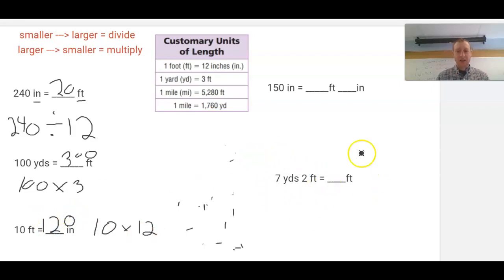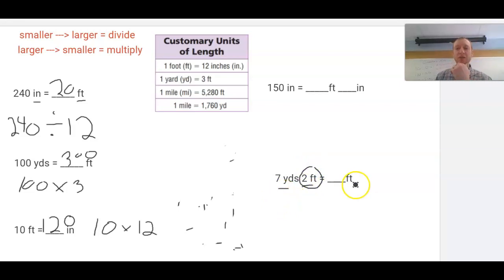All right, let's try this next one. If you want to pause the video and give it a try, you should. Let's see, 7 yards and 2 feet. Now we're getting complicated, right? Because now we got more than one thing, right? We got 7 yards and we got 2 feet. So I would say let's save this 2 feet for later. How many feet are in 7 yards?